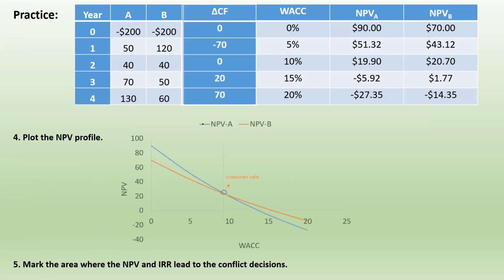And then we can plot this NPV profile for those two projects. And again, when the weighted average cost of capital is less than the crossover rate, in that range, those two rules have a conflict of decision.